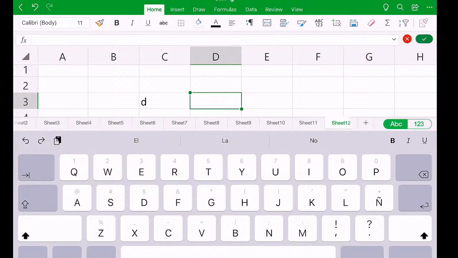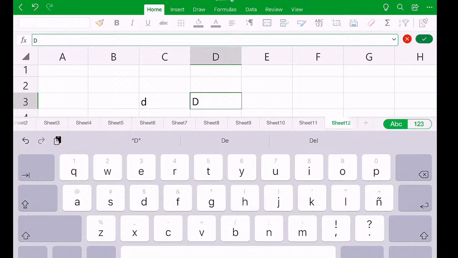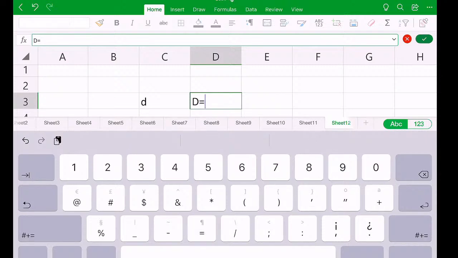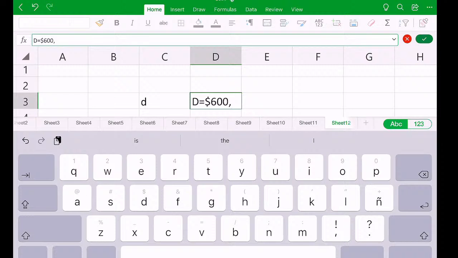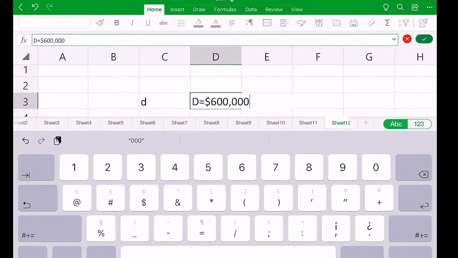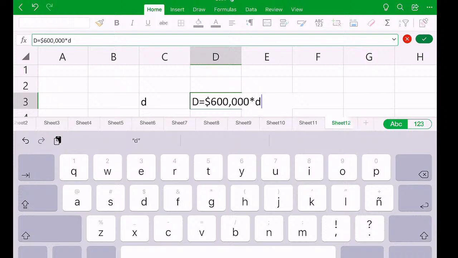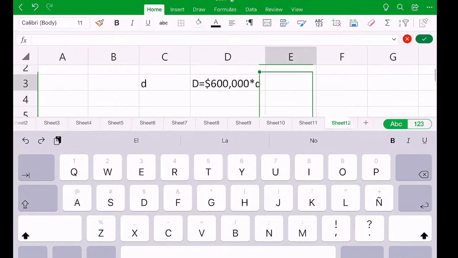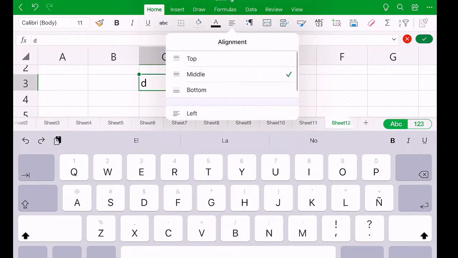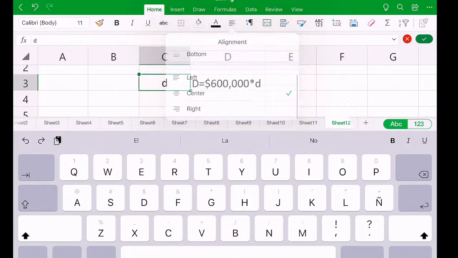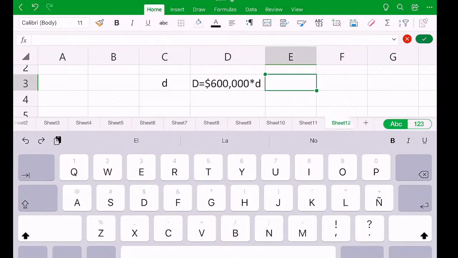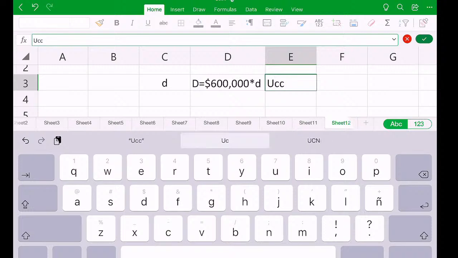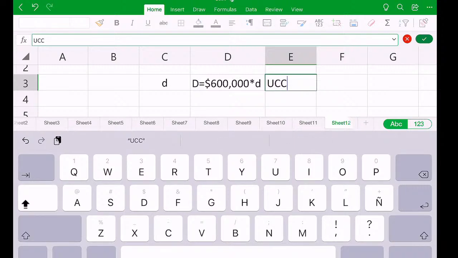In the second column, I'm going to calculate the depreciation amount in each year, which is equal to the amount of $600,000 multiplied by that number D. In the next column, I'm going to have what's called the UCC, undepreciated cost of capital, which is calculated by the old UCC minus the depreciation amount.